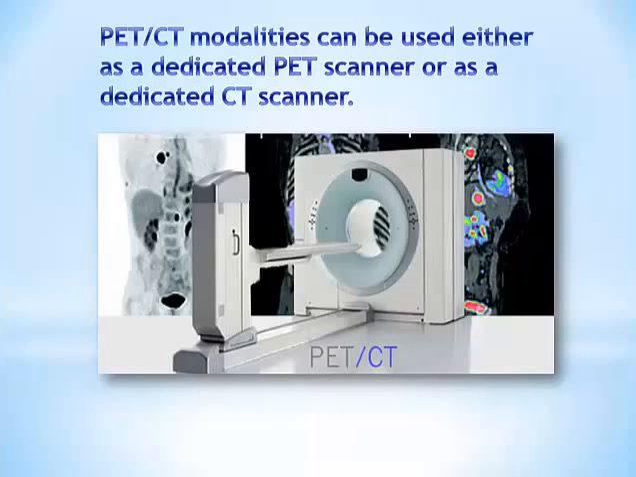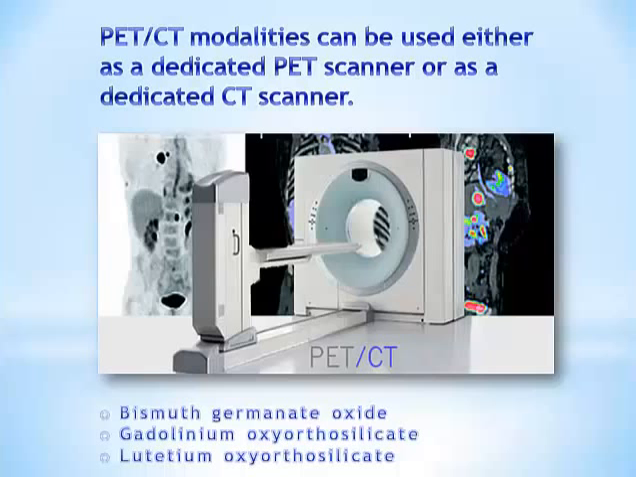Right, so PET-CT modalities can be used either as a dedicated PET scanner or as a dedicated CT scanner. For the CT scanner, it can be dual or multi-slice, axial or helical acquisition mode, of course, with different rotating speed acquisitions. For the PET scanners, it can be acquired in a 2D or a 3D acquisition mode, using different types of detectors, such as, I won't go through the detectors a lot, just mentioning their names: bismuth germanate oxide, gadolinium oxyorthosilicate, or lutetium oxyorthosilicate, because I think one of my colleagues, other speakers, will mention this in detail.